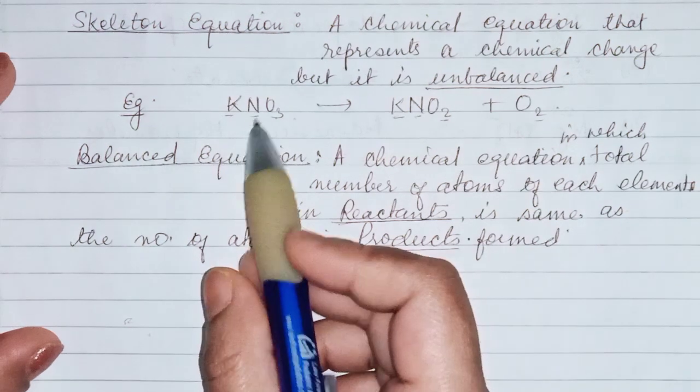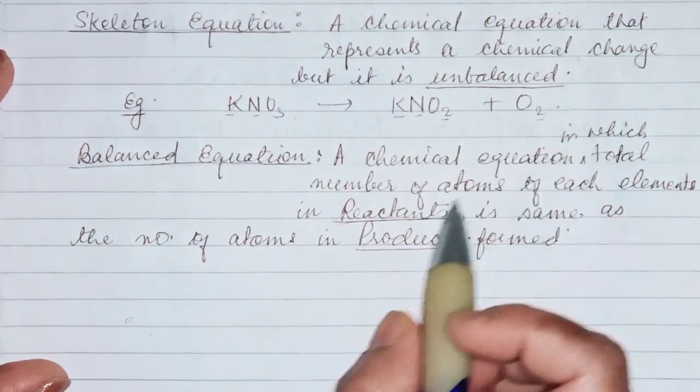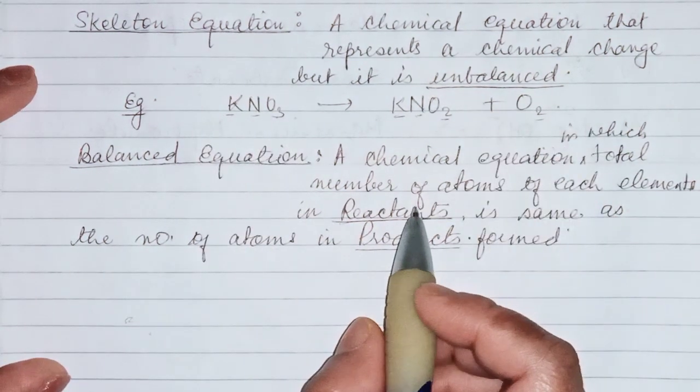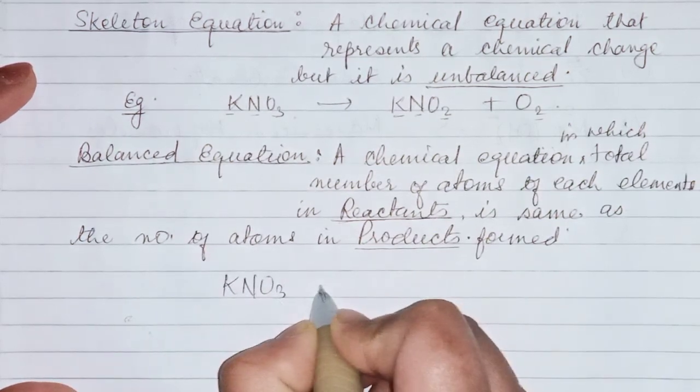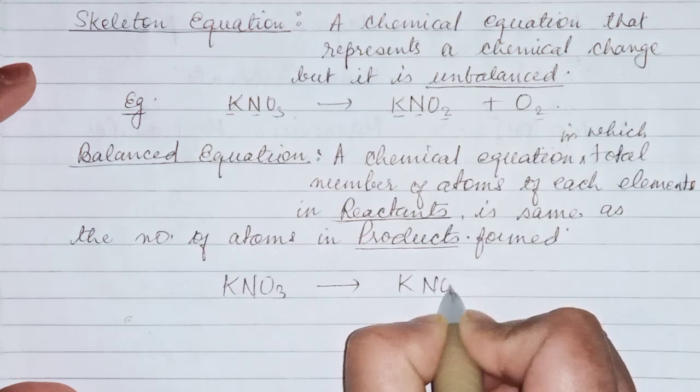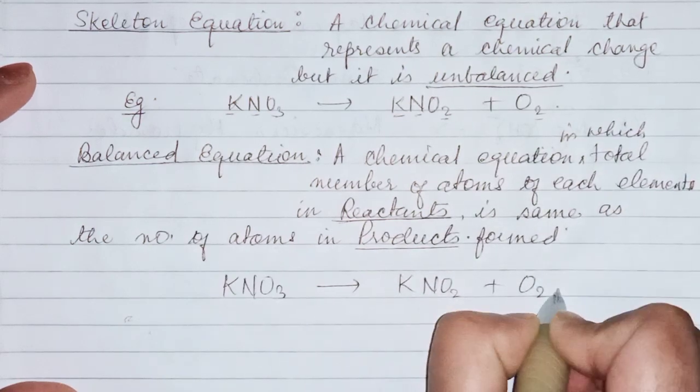Let's start from this only. It is unbalanced. Let's take one, let's write it again here, then you will be able to understand easily what we are doing.